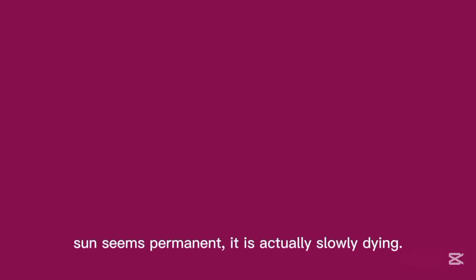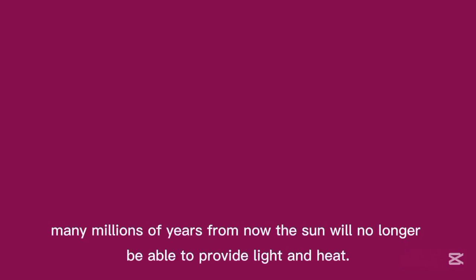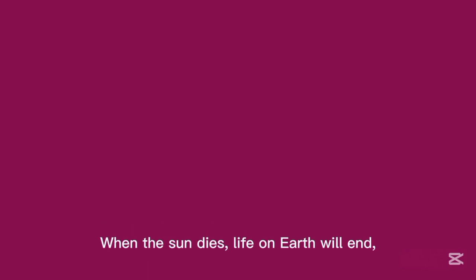The Sun as a dying star. Jeans points out that although the Sun seems permanent, it is actually slowly dying. It burns its fuel every second and is gradually becoming cooler. One day, many millions of years from now, the Sun will no longer be able to provide light and heat. When the Sun dies, life on Earth will end, because every form of life depends on sunlight. Jeans uses this idea to show that the universe is constantly changing and that nothing lasts forever, not even the stars.